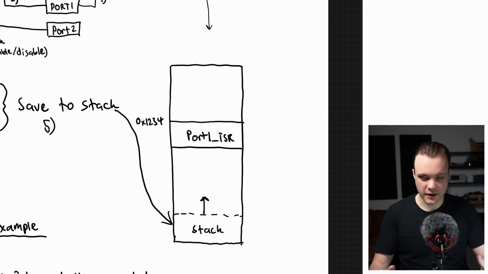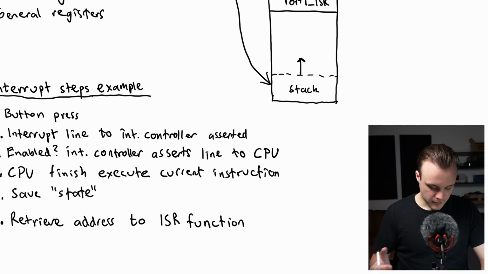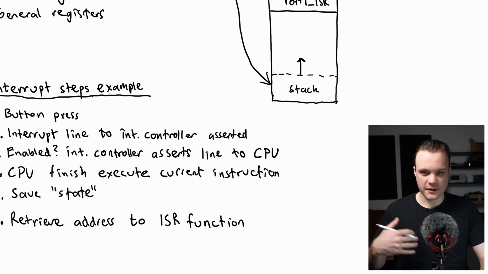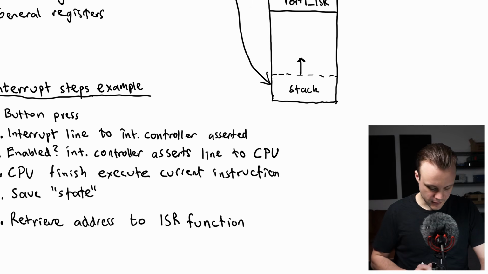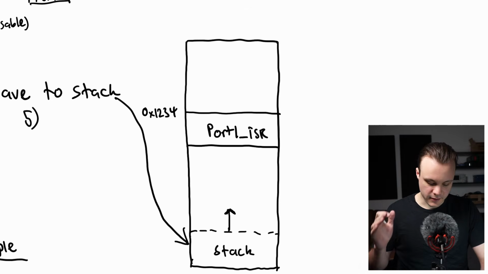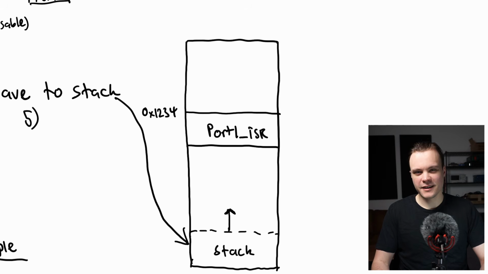That address can end up anywhere in our program code. And this means that the CPU must be a bit flexible in how it retrieves this address to the ISR function. The way that's usually implemented is that there is going to be a dedicated table that stores the address to all of the interrupt functions. And we call this table the interrupt vector table.